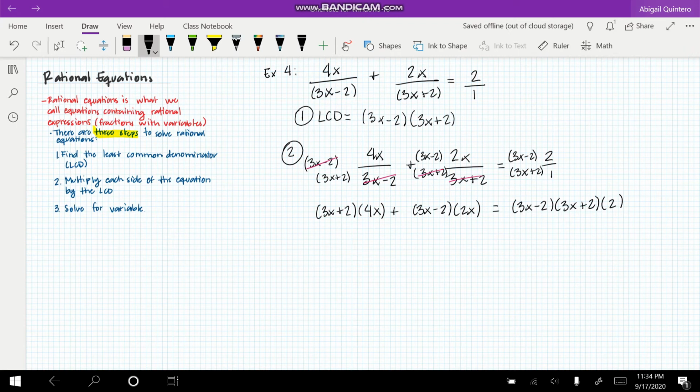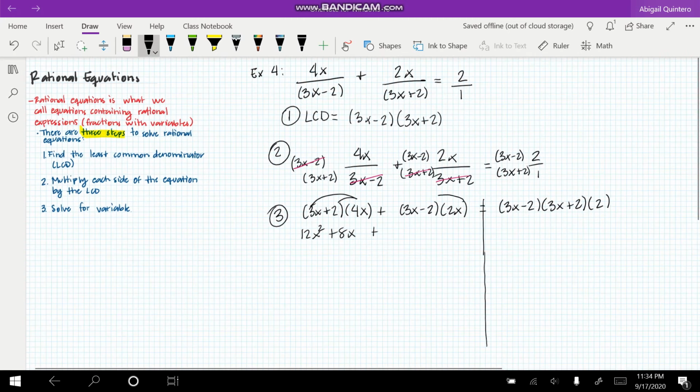So we are already jumping into step 3, which is solving for the variable. And what we want to do is simplify both sides of the equation as much as we can. Okay. So here 4x will multiply 3x and 2, which is 12x to the second power. And then 4x times positive 2 is 8x.